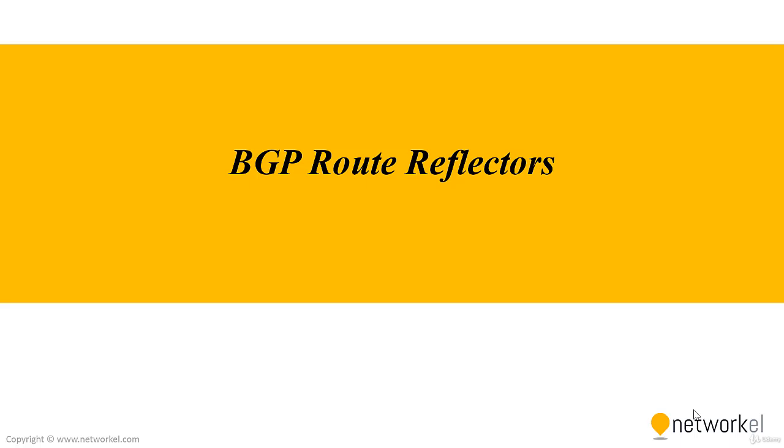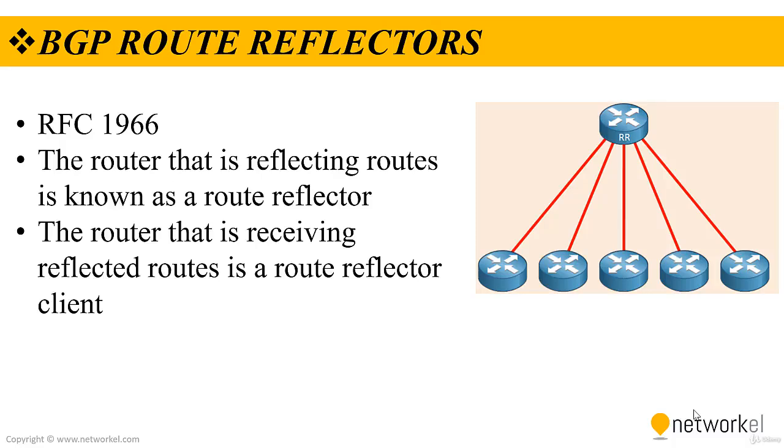In this section, we will talk about BGP route reflectors. RFC 1966 introduces the idea that an IBGP peering can be configured so that it reflects routes to another IBGP peer. The router that is reflecting routes is known as a route reflector, and the router that is receiving reflected routes is a route reflector client.